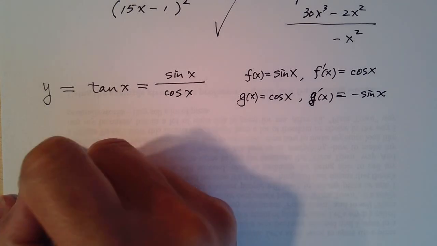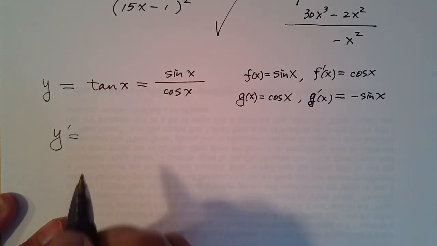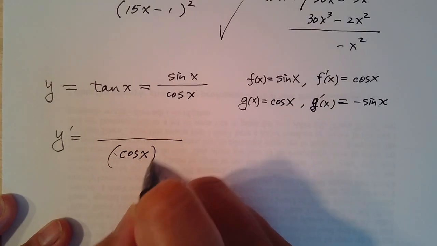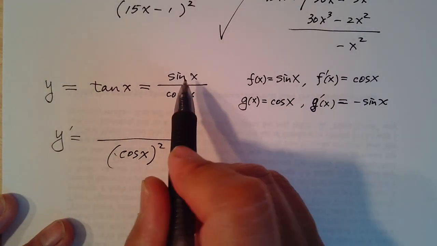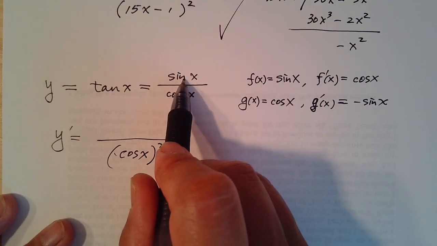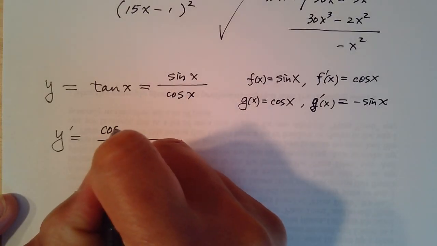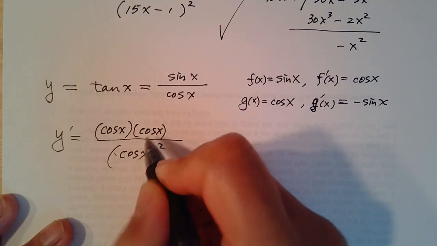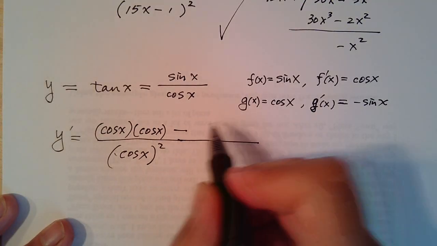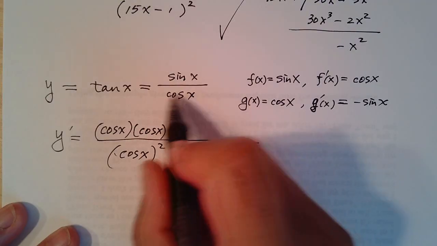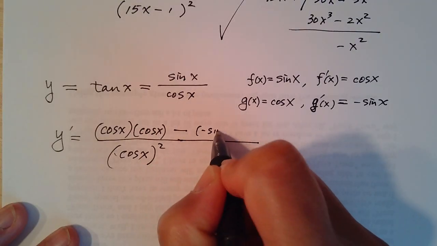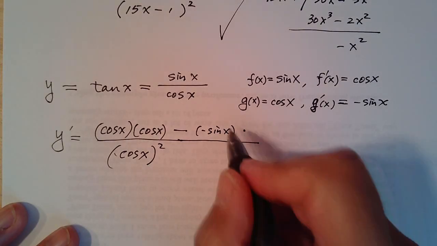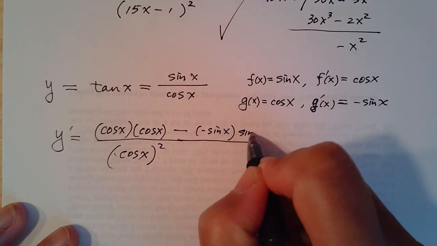Okay, so y prime equals, first of all, the denominator squared, which is cosine x squared. You agree? And the numerator, we take the derivative of the numerator, which is cosine x, times the denominator, minus the derivative of the denominator, which is negative sine x, times the numerator. Okay.